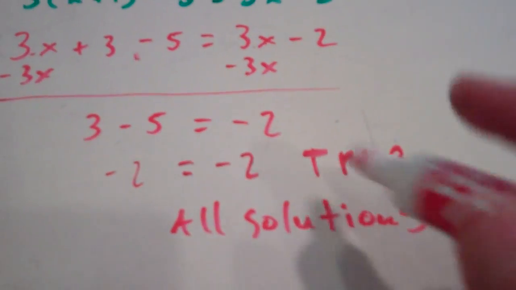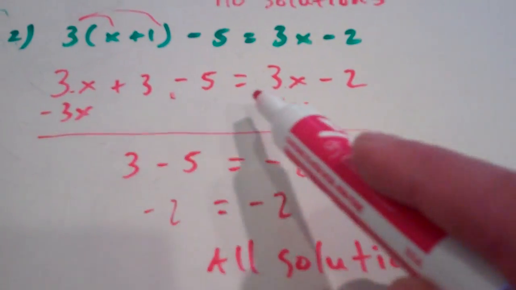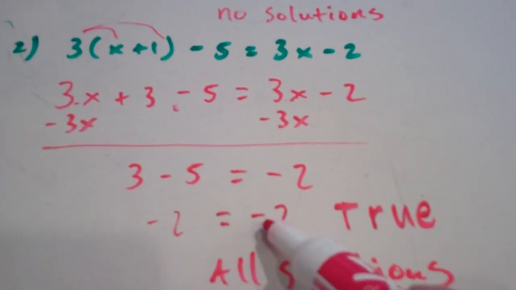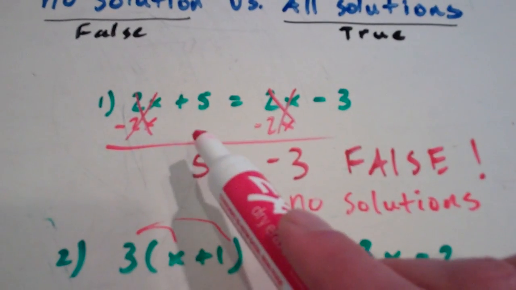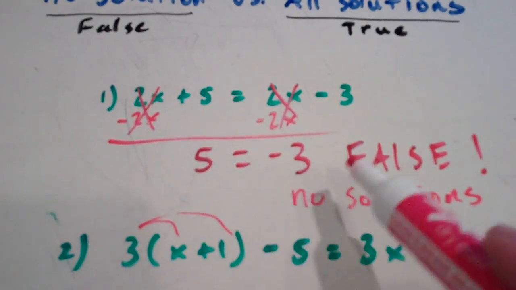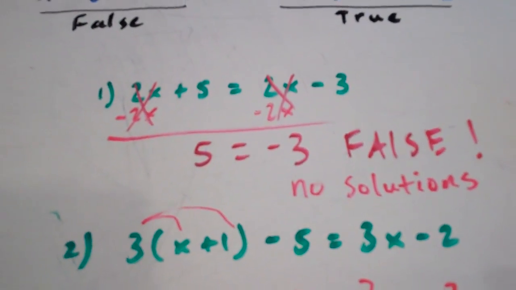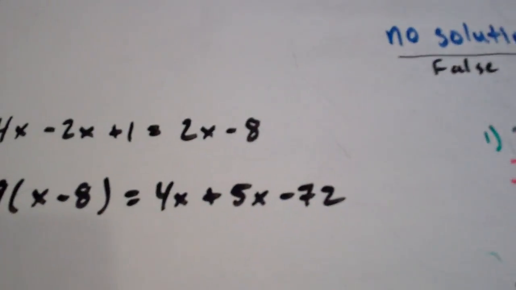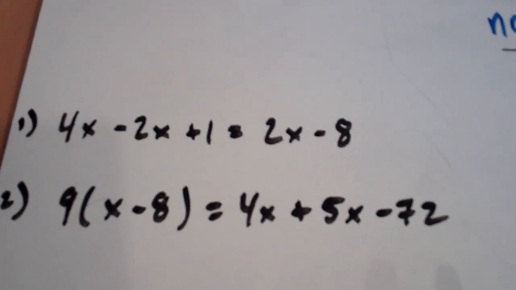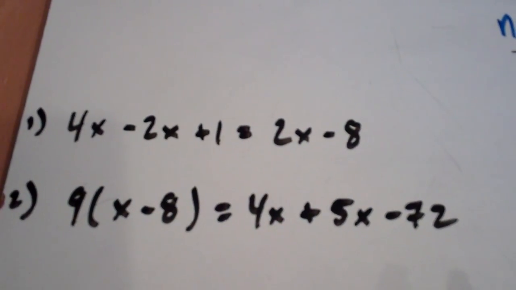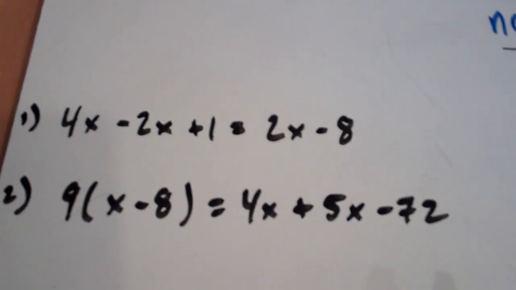So sometimes when we get our variables together, the variable disappears on both sides. And if I'm left with a true statement, it means all solutions. If I get my variables together and they cancel each other out and I get a false statement, that means no solutions. And you need to do that on these two problems. One of them is going to be all solutions, and one of them is going to be no solutions. Please copy down the problems and solve on your own.